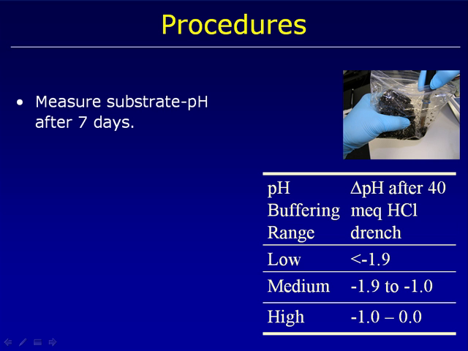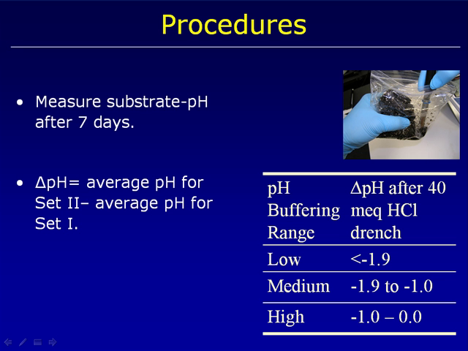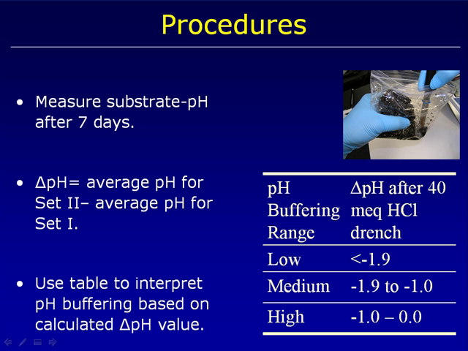After 7 days, you're going to measure the substrate pH. Calculate the difference in pH between the acid-treated growing media and the water-treated growing media. That difference is the delta pH. Use the tables based on our survey to interpret how well buffered the growing medium is.